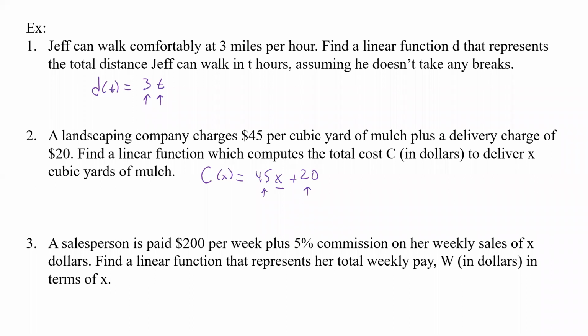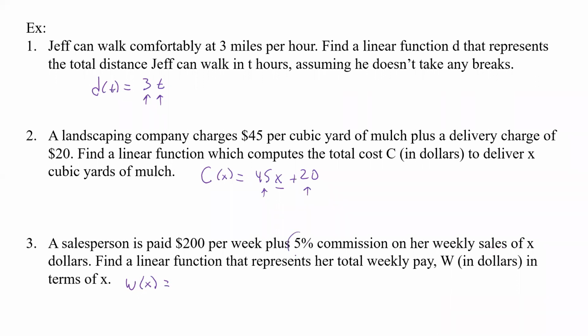Now the next one says a salesperson is paid $200 per week plus a 5% commission on her weekly sales of X dollars. Find a linear function that represents her total weekly pay W in dollars in terms of X. All right, so we know it's going to be W of X. Okay, that's how they want it written. And so what are they going to get? Well, they're going to get 5% of the weekly sales. And so X is the number of dollars of weekly sales.